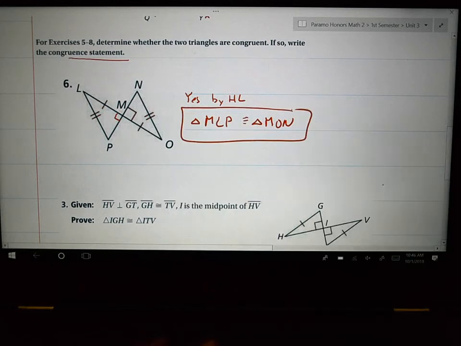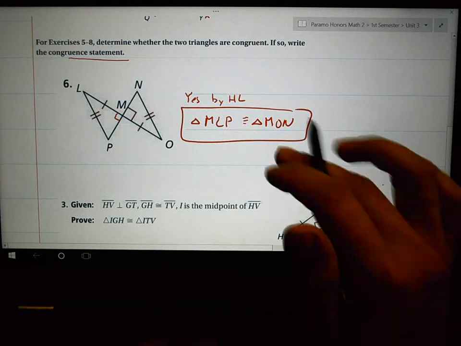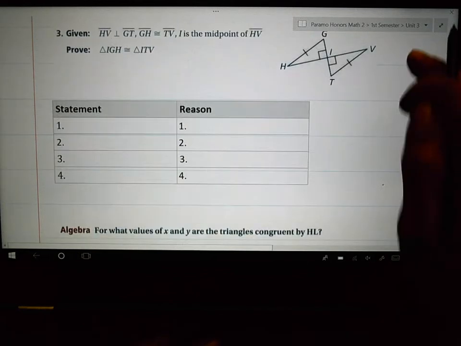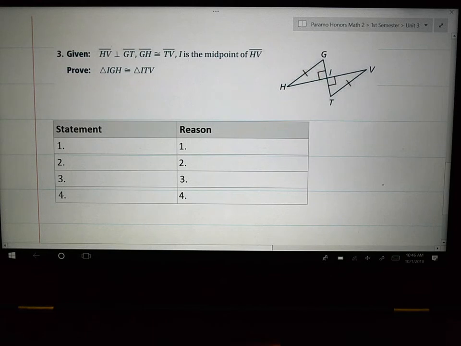This is part of our answer. Yes. Here's the congruence statement. That's the easy one. Harder one, number 3. Number 3 is a proof. Number 3 asks you to prove that the two triangles are congruent to each other.